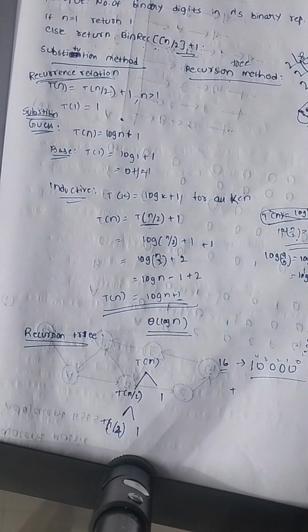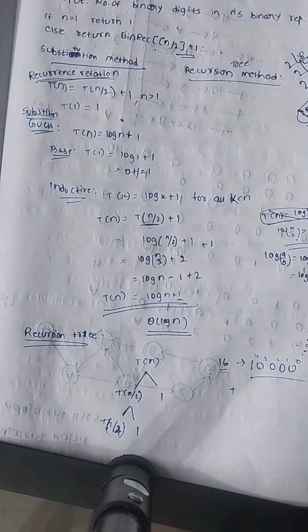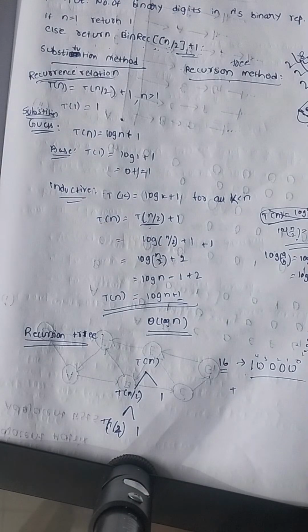Okay, so if there is a print or return, observe that term. Here in the return, what is there? N by 2 plus 1. So in the recurrence relation, what do you have to write? Recurrence relation is nothing but repeating until we get 1, right? We have to repeat that. We have to reduce that. That is called the recurrence relation.